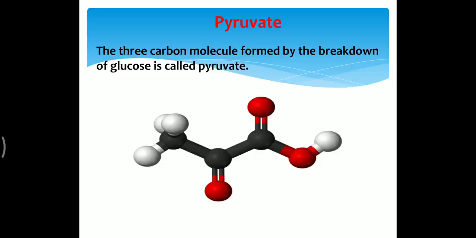What is this pyruvate? The 3 carbon molecule formed by the breakdown of glucose is called pyruvate. Glucose is broken down into 2 molecules of 3 carbons each. It is called pyruvate.